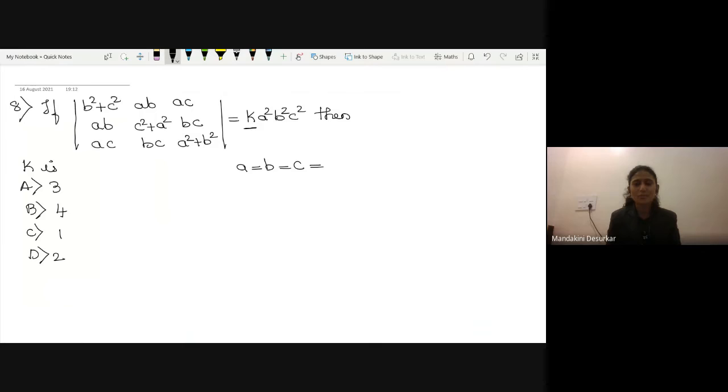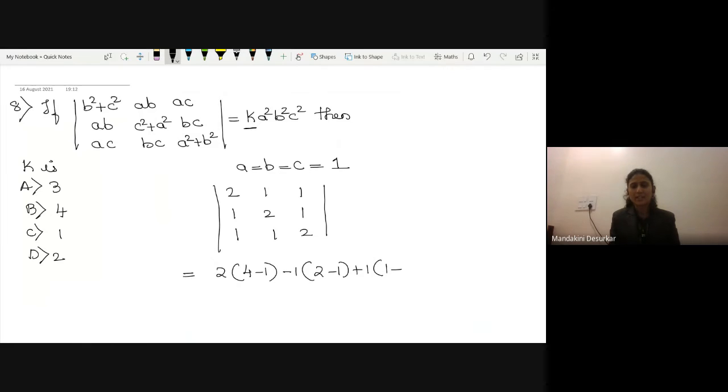Instead, what is the best option now? Put A, B, C equal to 1. Now, if I do that, what answer do I get? It is 2, 1, 1, 1, 2, 1, 1, 1, 2. Now, see how simple we have made it. Now, this is 2 into 4 minus 1 into 2 minus 1 plus 1 into 1 minus 2. So what is the answer that we get? It is 6 minus 1 plus, sorry, this is minus 1. So what answer do I get? 6 minus 2. It is 4.